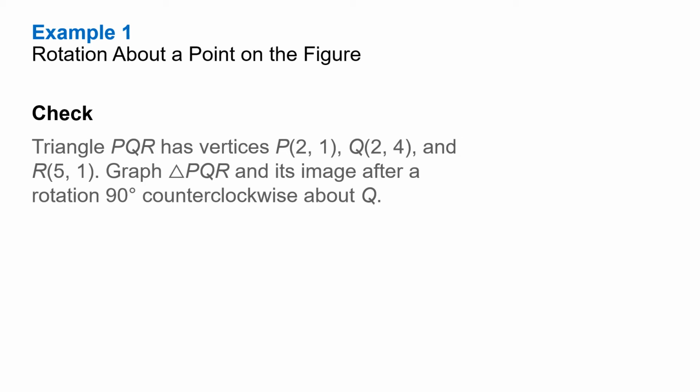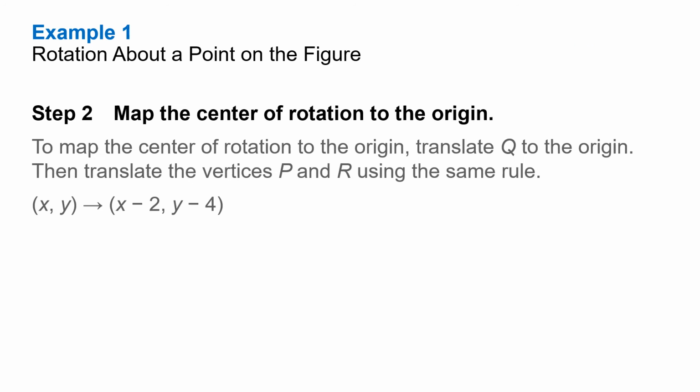Let's check your understanding. So we have triangle PQR. It has vertices P at 2, 1, Q at 2, 4, and R at 5, 1. Graph triangle PQR and its image after a rotation of 90 degrees counterclockwise about Q. Teachers, please pause the video now.